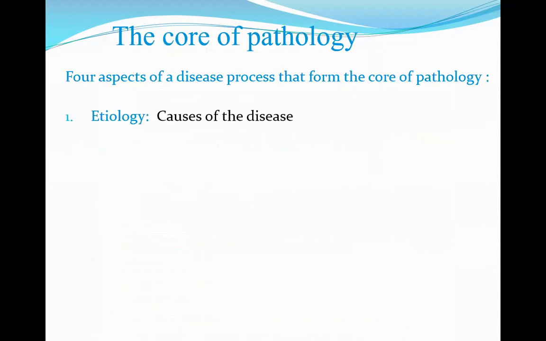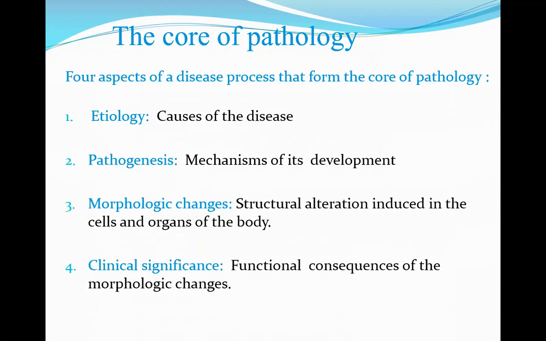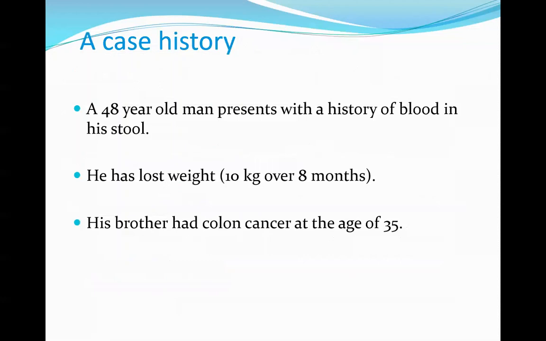So we have basically four important aspects: etiology, pathogenesis, morphology, and clinical features. In every pathology, these are four important things that you have to keep in your mind, right? Cause of the disease, mechanism of development, morphology meaning gross and microscopic, and clinical features. Now we are doing a clinical case, by which we will be able to come to a conclusion.